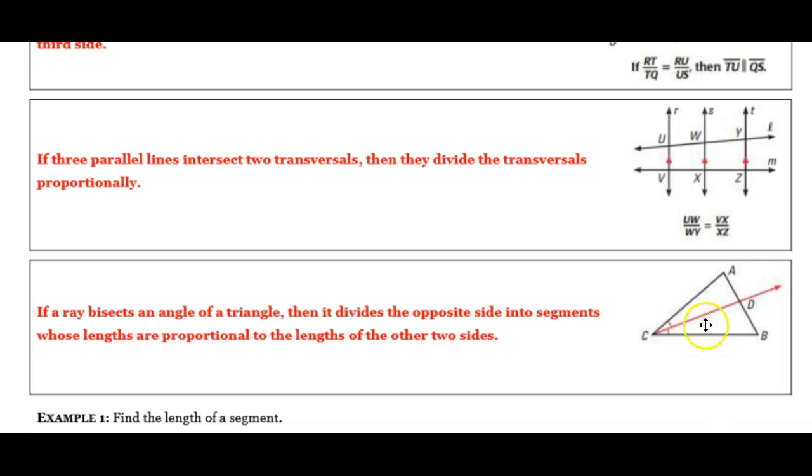So what does that mean? Well, notice that my ray cuts AB into 2 pieces. So AD to DB is the same proportion as leg CA to leg CB. So you could use this ray as your fraction bar, and as long as you do segment with segment and leg with leg, your proportion should be set up perfectly.